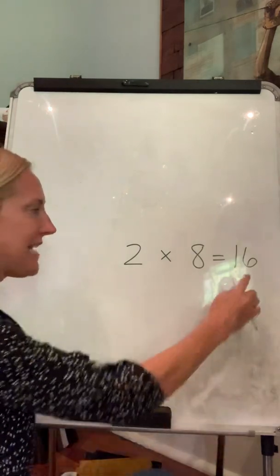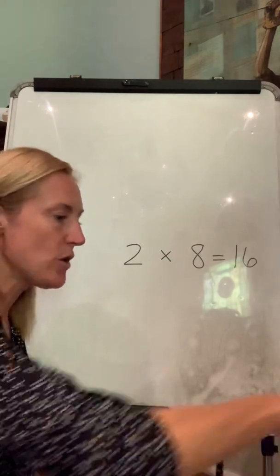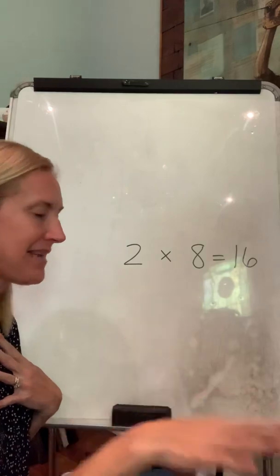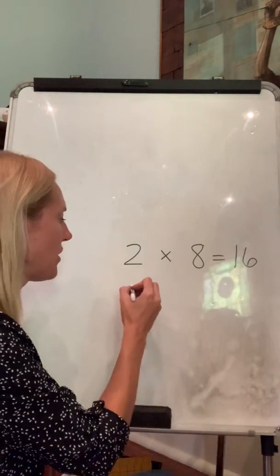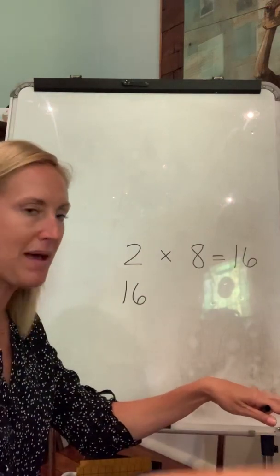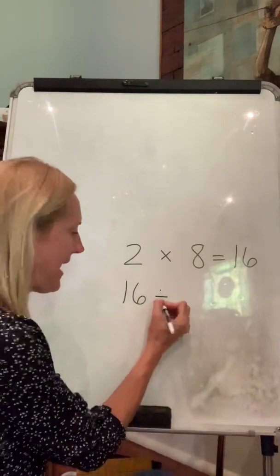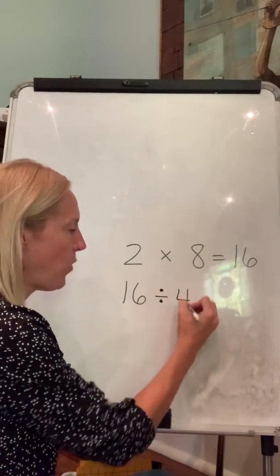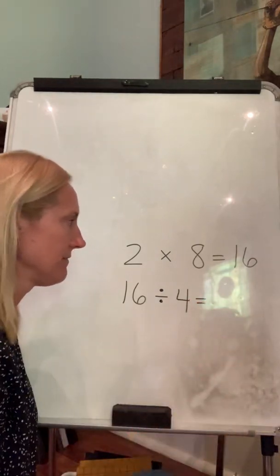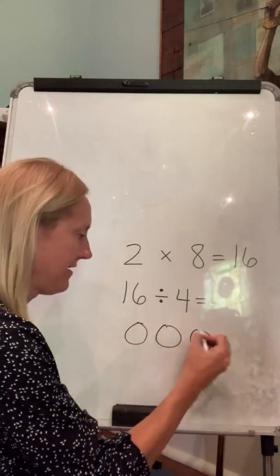Now, let's say that I want to take those 16 marbles and share them equally between 4 different friends. So not including myself, but just those 4 friends. So I have 16 marbles and I'm splitting them up. So I'm not multiplying anymore. Now I'm dividing. 16 divided by 4 groups, 4 people, equals, well, if you're not sure, remember you can always draw it and solve it.